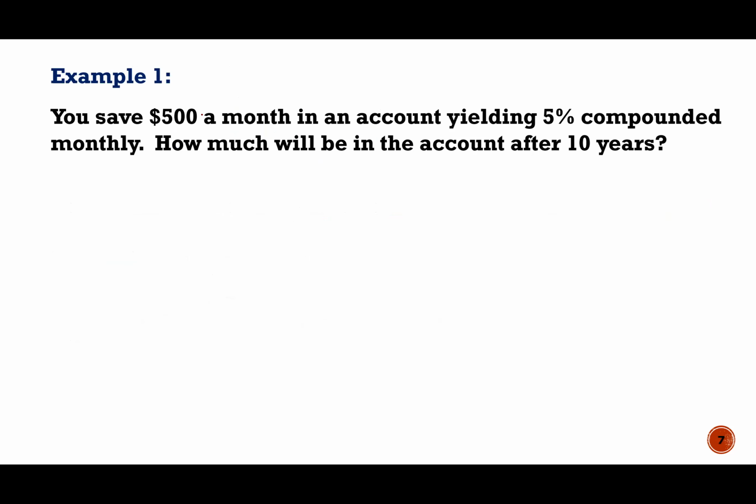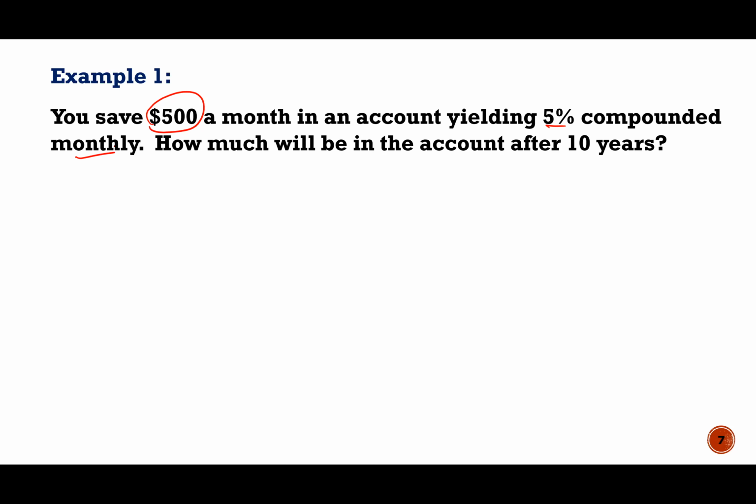Okay, so for example, let's say you save $500 a month in an account. Typically this one works like a retirement account, right? Like a 401k, you contribute a certain amount of money towards the retirement account, and the money keeps growing. So by the time you reach your retirement age, you have a big balance to meet the financial needs after you retire. This one yields 5% compounding monthly. How much will be in the account after 10 years?